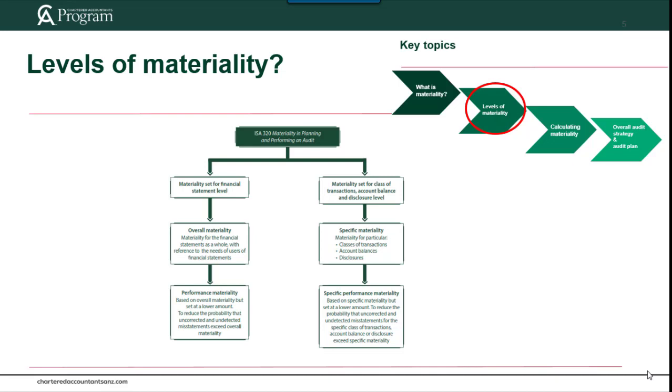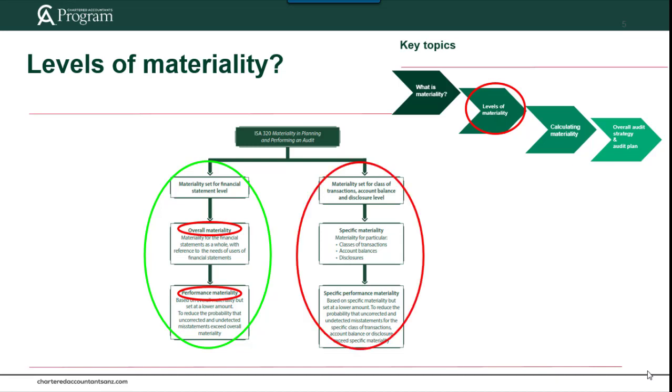ISA 320 describes 4 levels of materiality, which can be broadly categorized as follows. When planning and performing an audit, materiality is set at the financial statement level, where we look at overall materiality and performance materiality. Materiality is also set at the assertion level, where we look at specific materiality and specific performance materiality. The terms overall materiality and specific materiality are used only for the purposes of this module. These terms are not used in ISA 320.